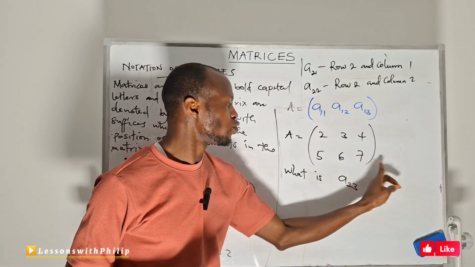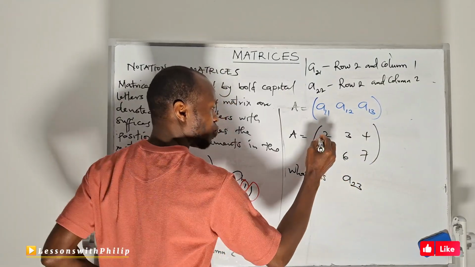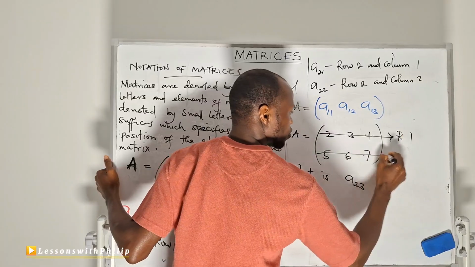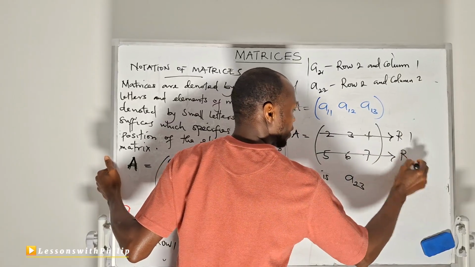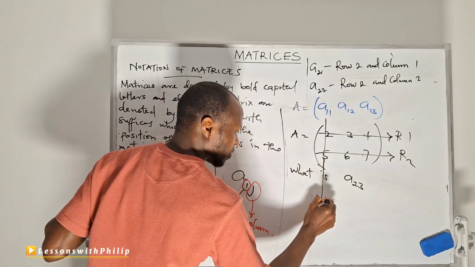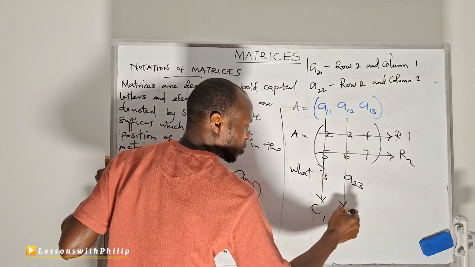This is row 2, column 3. Don't forget we have row 1. This is row 1. This is row 2. Okay? Let me take it further. This is column 1, and this is column 2.